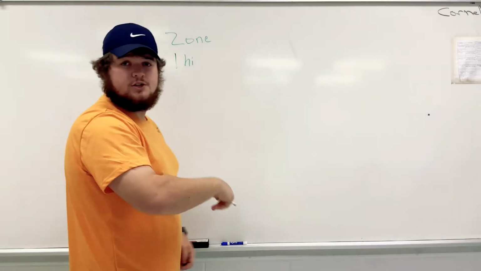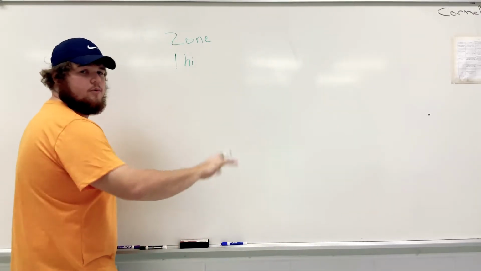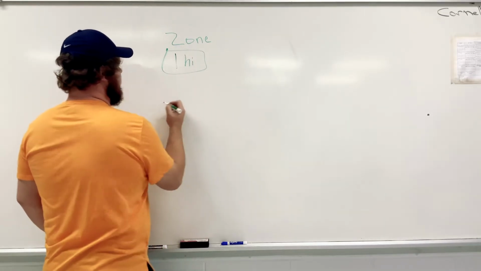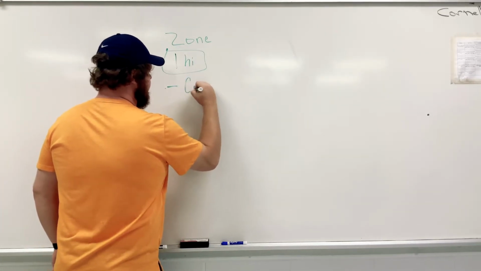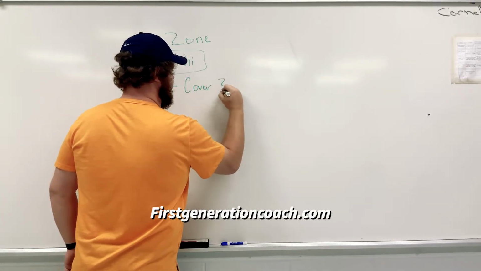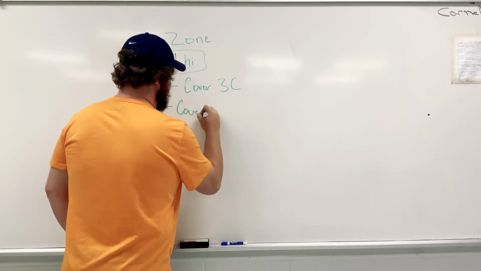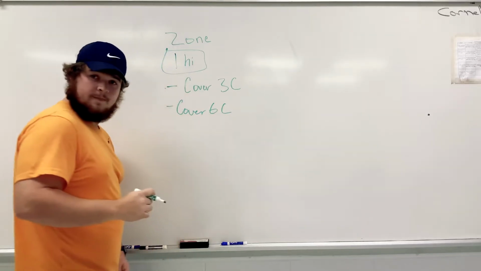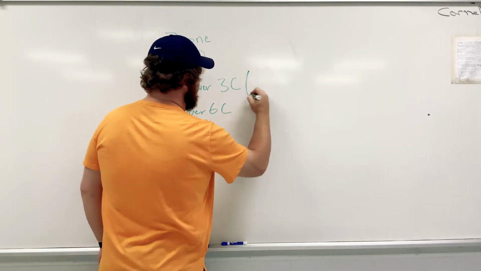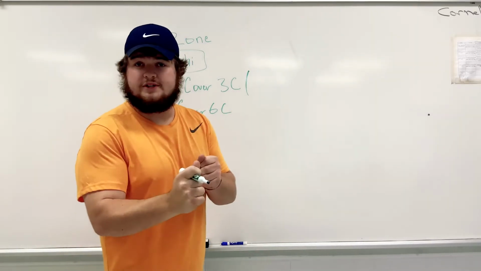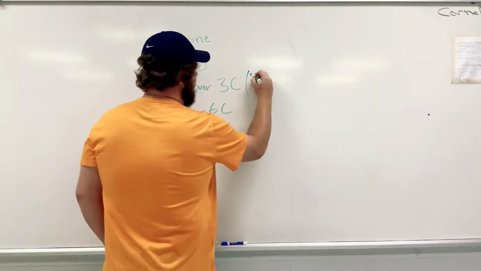Not zone match, so we're spot dropping. We're playing everything top down. We're looking at the quarterback. Our one high zones are going to be cover 3C and cover 6C. All they're saying, so cover 3 is going to tell us that we're rotating to the strength.